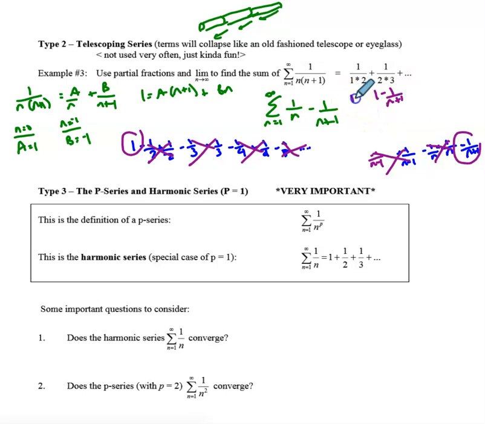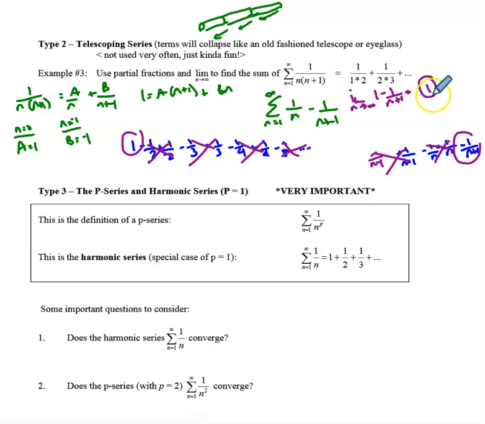And I'm going to take the limit now as n goes to infinity. So that's as our number of terms go to infinity. So the second term here will go to 0, and I'm left with 1. So the telescoping series that we're looking at converges, and its sum is 1.